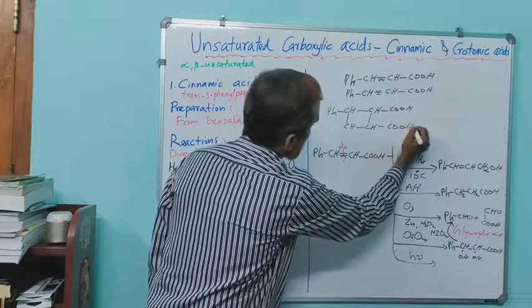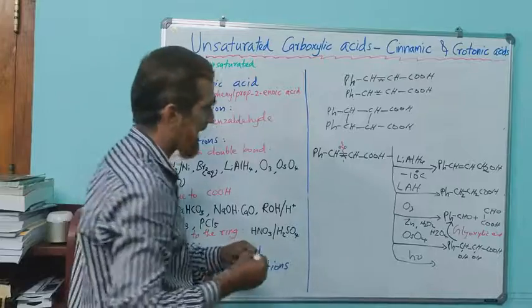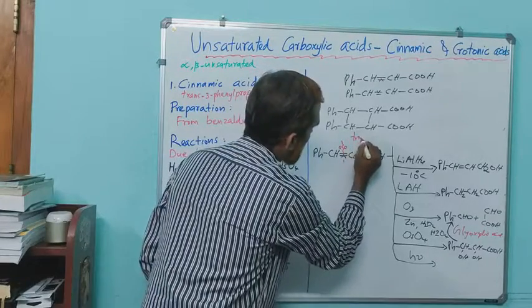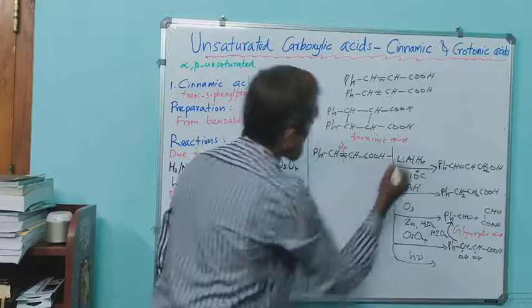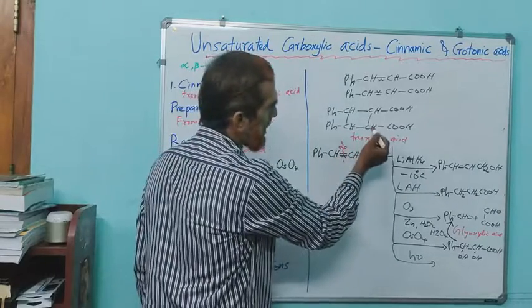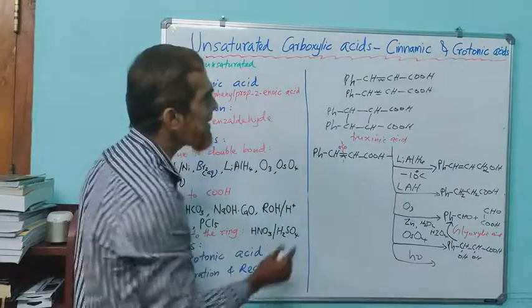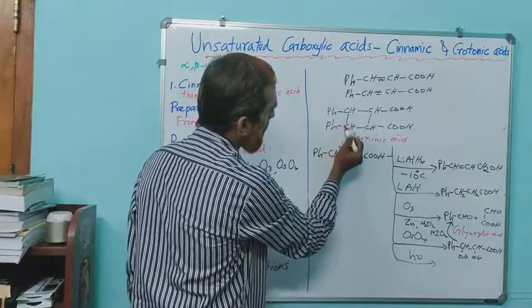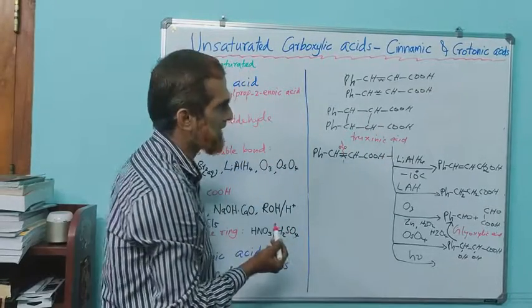Okay? You get like this. This is called truxinic acid. This dimer is called truxinic acid. Okay? IUPAC will be different here. If you number it 1, 2, 3, 4 is the cyclobutane basically. So it will be 3, 4 diphenyl cyclobutane 1, 2 dicarboxylic acid.